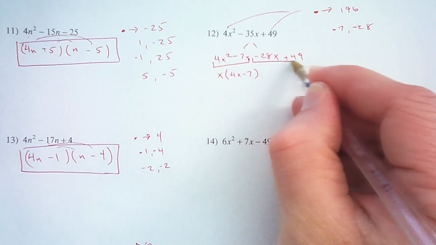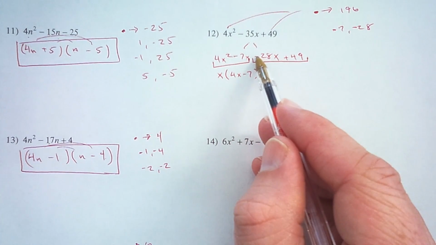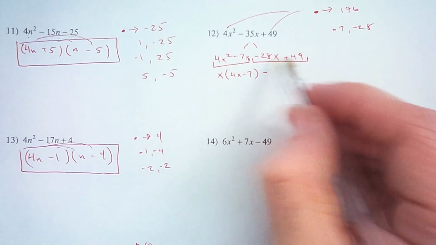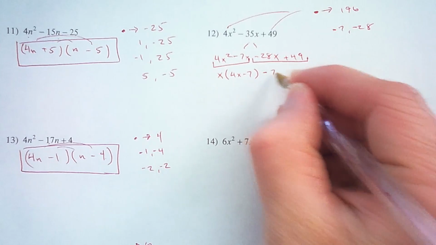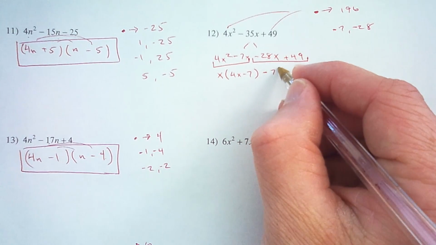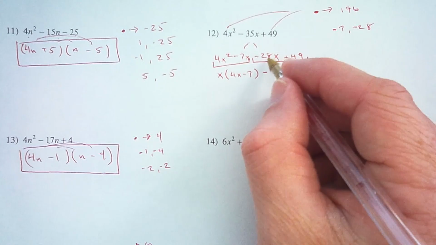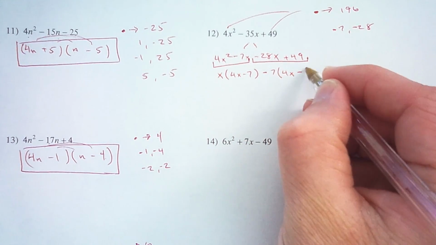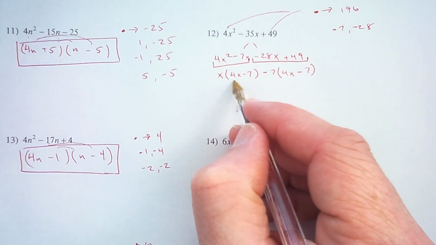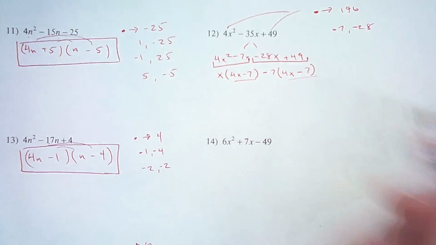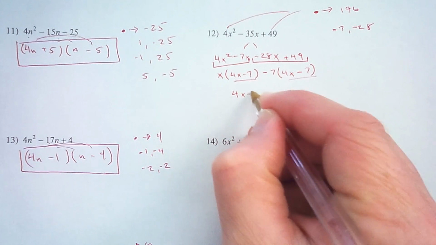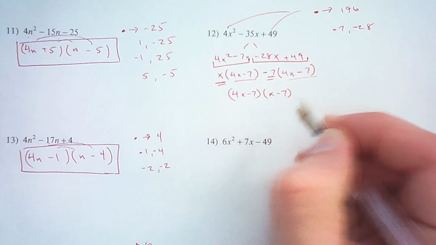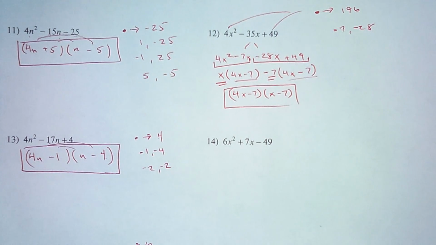Then we will group these next two terms together. Now, the beginning of this is a negative, so we need to factor out a negative. And the greatest common factor of 28 and 49 is 7, so we'll factor out a negative 7. Negative 28x divided by negative 7 is 4x, and 49 divided by negative 7 is negative 7. Okay, now notice that both of these terms have 4x minus 7 in it. We can factor that out, times x minus 7. And there is our factored form.